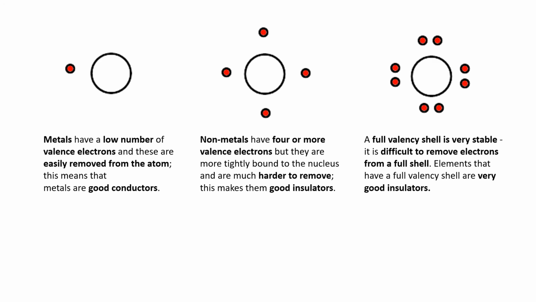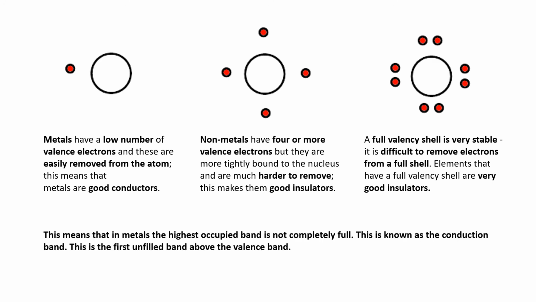It's very difficult to remove any electrons from this shell. Elements that have a full valency shell are very, very good insulators. This means that in metals, the highest occupied band is not completely full, though, and this is known as the conduction band, which we'll talk about later on. And that's the first unfilled band above the valence band.